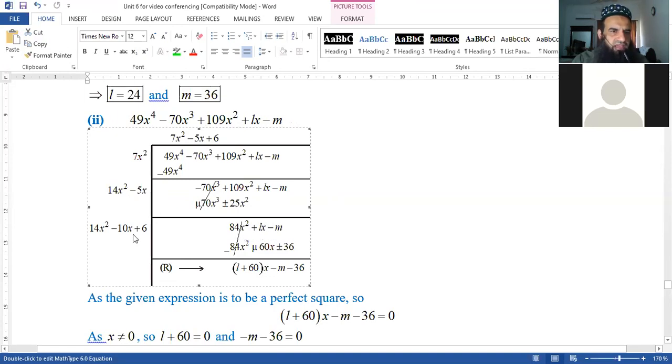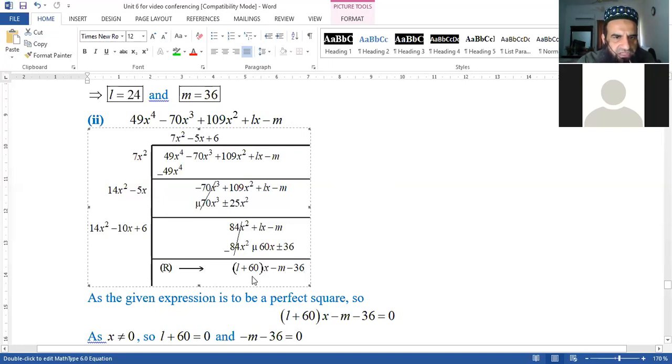Then in the next step, you will read the 14 table to get 84x square. But in the meantime, you will double this. Minus 5x will be written as minus 10x. So 6 will be written at this position, 6 will be written at this position. Get it multiplied, it will become minus 84x square and minus 60x plus 36. So in the remainder, you will see Lx, and this sign is some sort of editing problem. So Lx plus 60x will be written at one place, and m minus 36 will be written at the second place. This is actually the whole remainder.